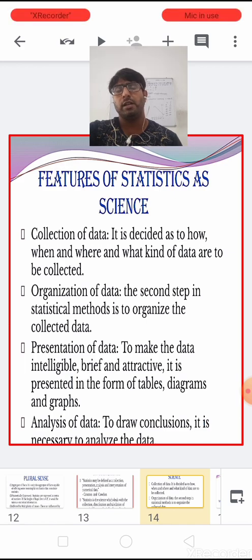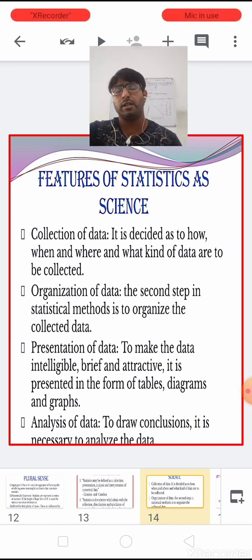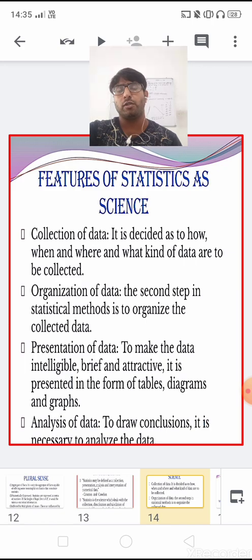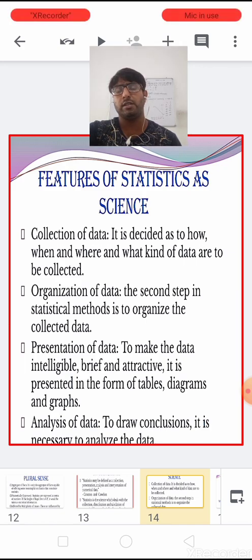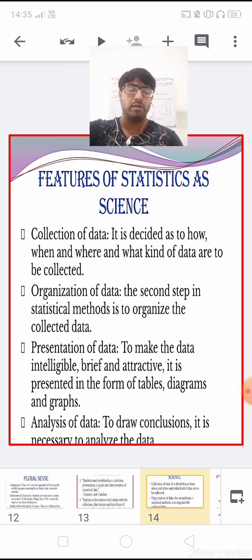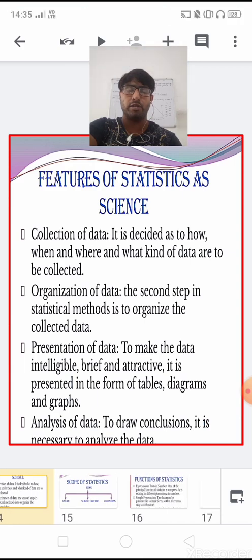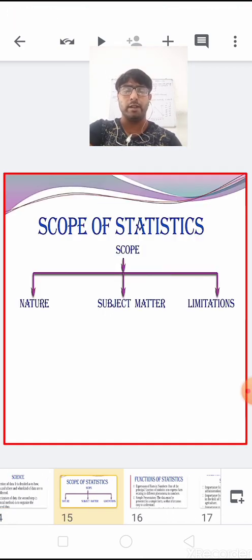To make the data intelligible, brief, and attractive, it is presented in the form of tables, diagrams, and graphs. And analysis of data is to draw meaningful conclusions, which is very necessary in statistical investigations, because when we do any investigation the purpose is already predefined, and on behalf of the investigation we make our own analysis and conclusions on the basis of the statistical inquiry.